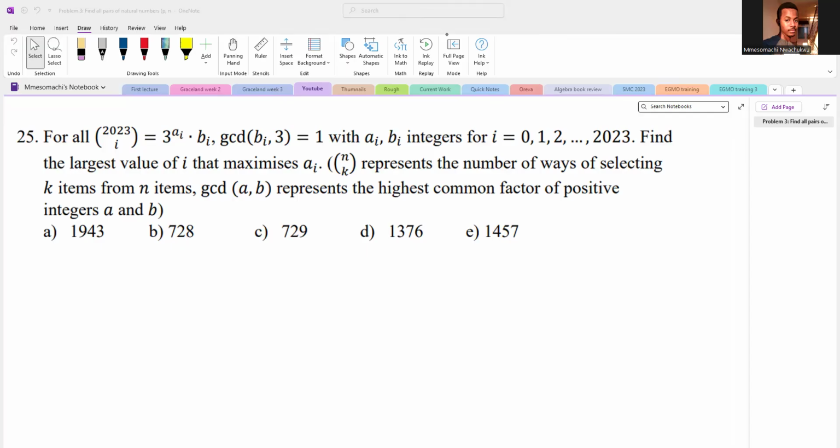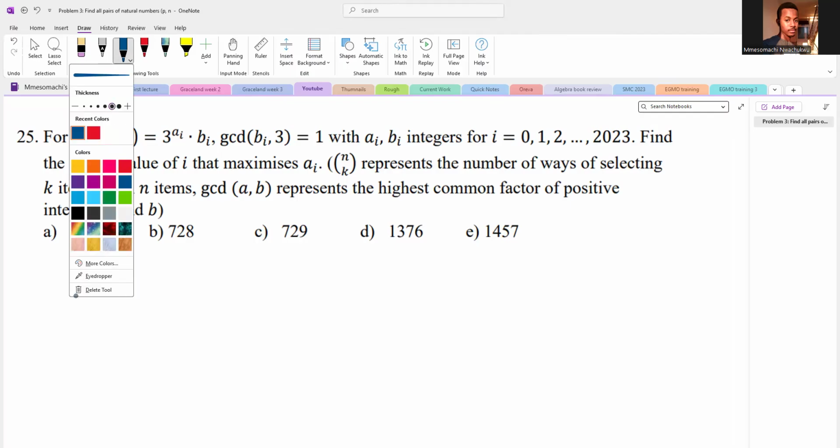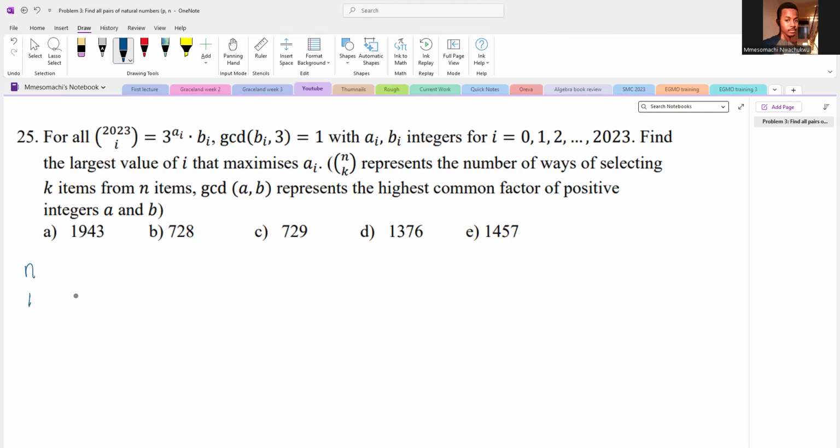So we describe what this symbol means. n choose k represents the number of ways of selecting k items from n items, and GCD of a, b represents the highest common factor of positive integers a and b. So there's a formula for this: n choose k equals n factorial over k factorial times (n minus k) factorial. Okay, so let's see what we can do.